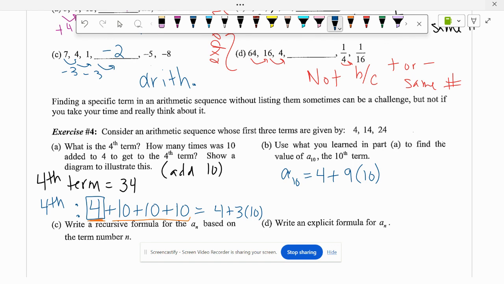Remember that number that we're adding or subtracting is our slope, right? So the 10th term is actually 94. Our 10th term is actually 94.